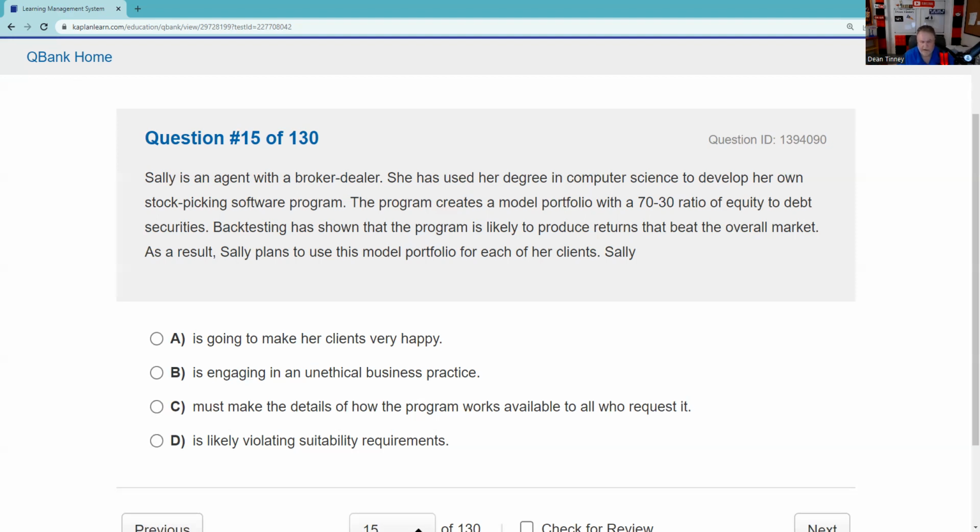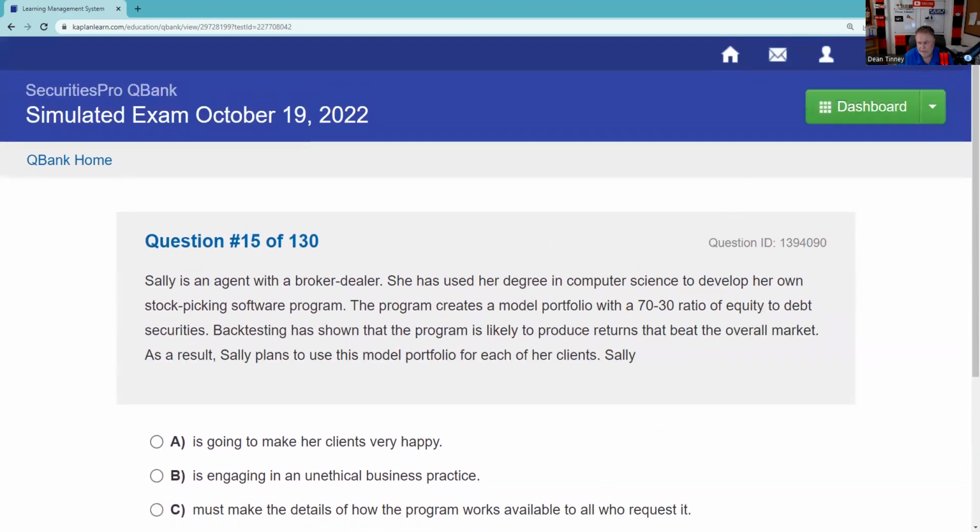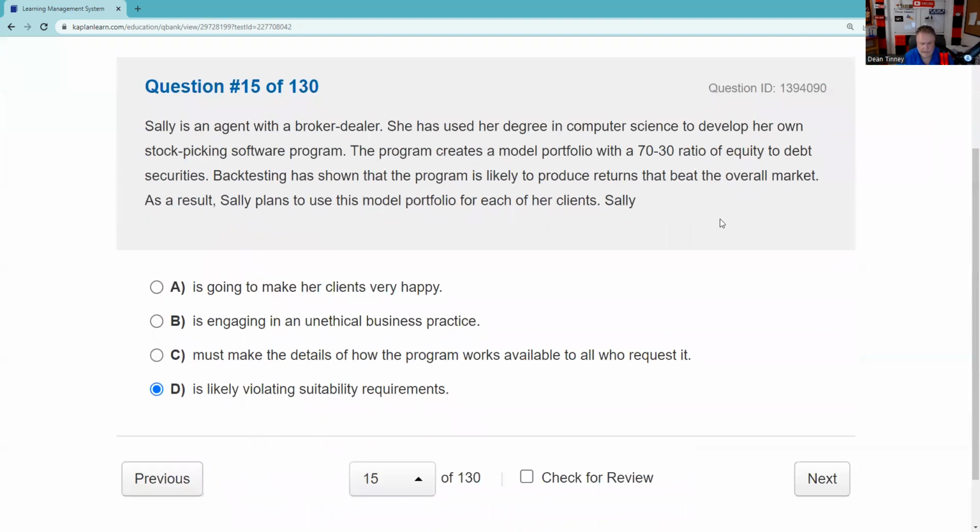She must make the details of how the program works available to all who request it. Is likely violating suitability requirements. Yeah, usually, right? I like the phraseology, likely violating suitability requirements. And what this is about on your exam is blanket recommendations. So in most circumstances, blanket recommendations are likely going to lead to a problem with suitability. So I would say to you, listen, everybody's situation is unique, and so I need to find out about you before I start making recommendations to you. Right. Sally, we did that one.